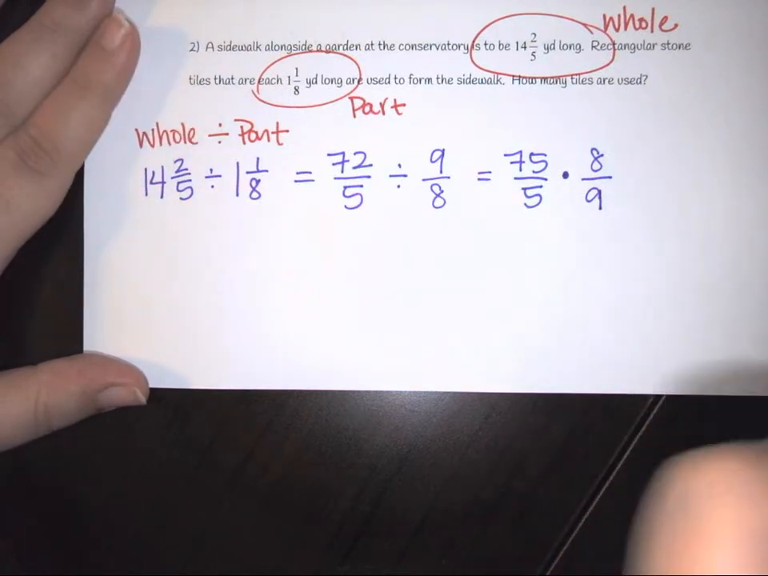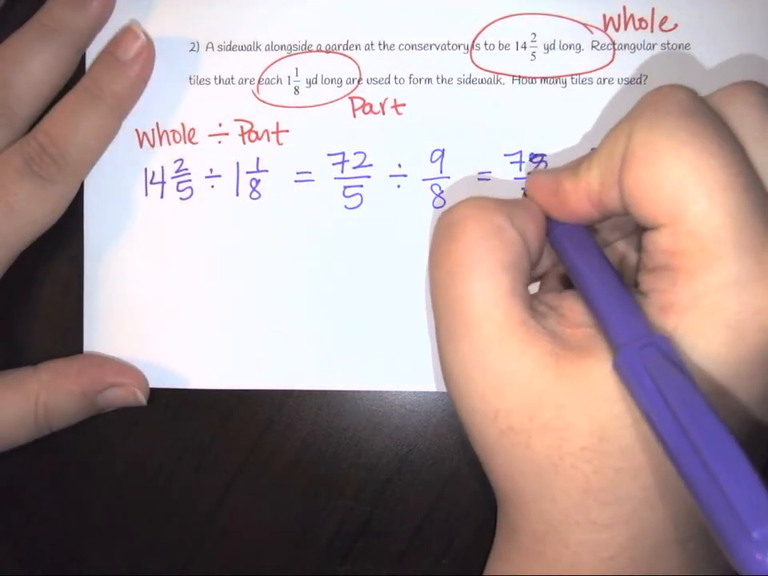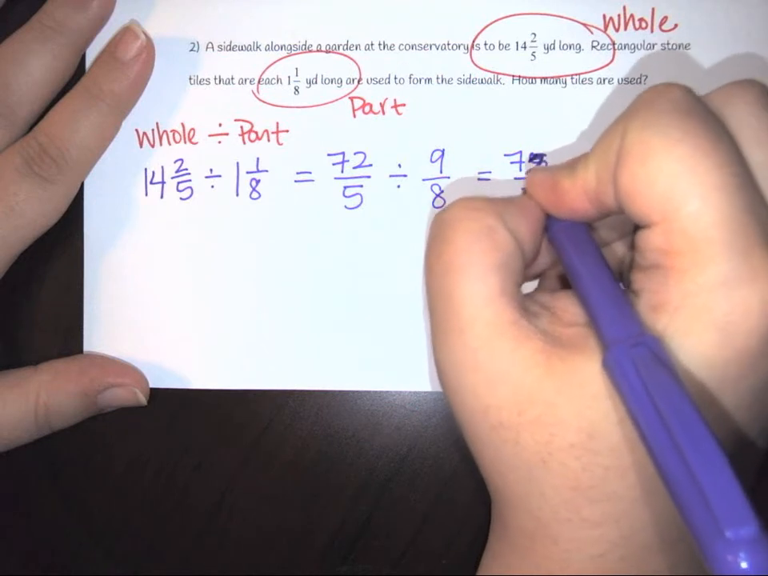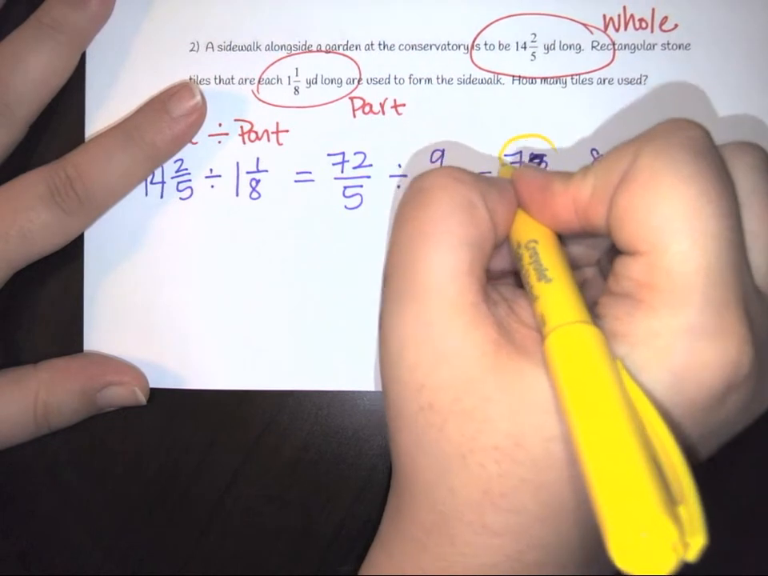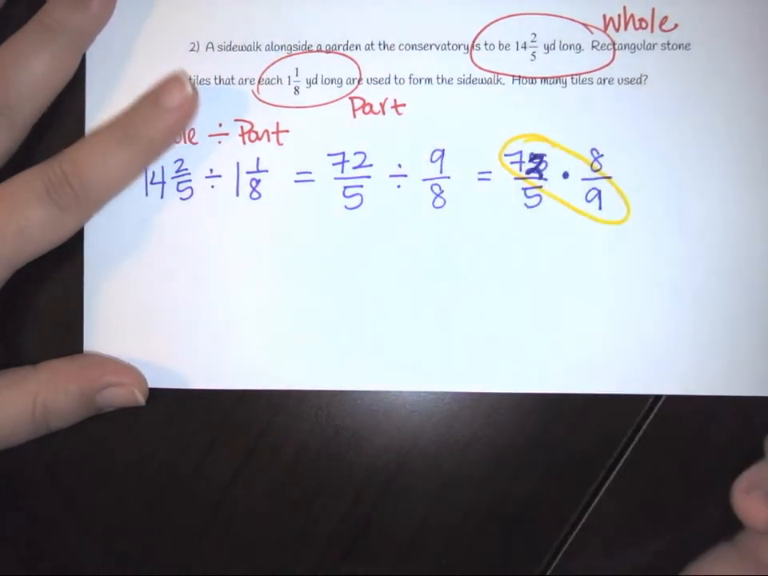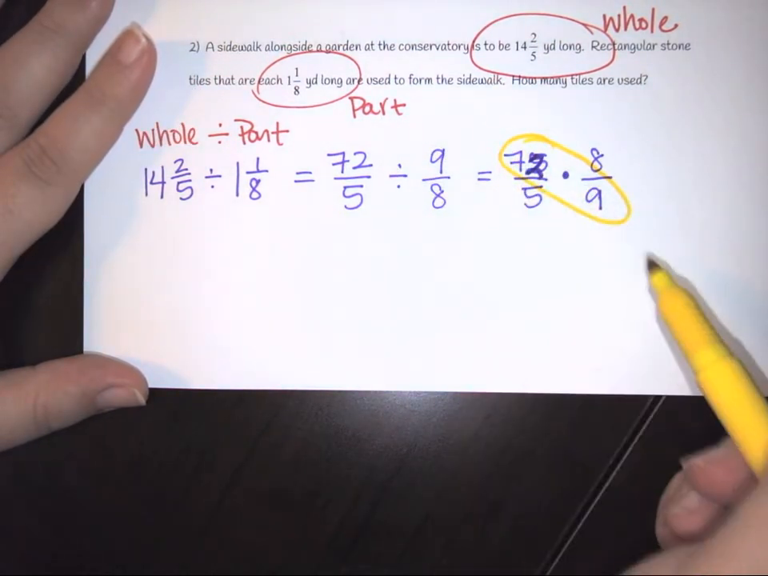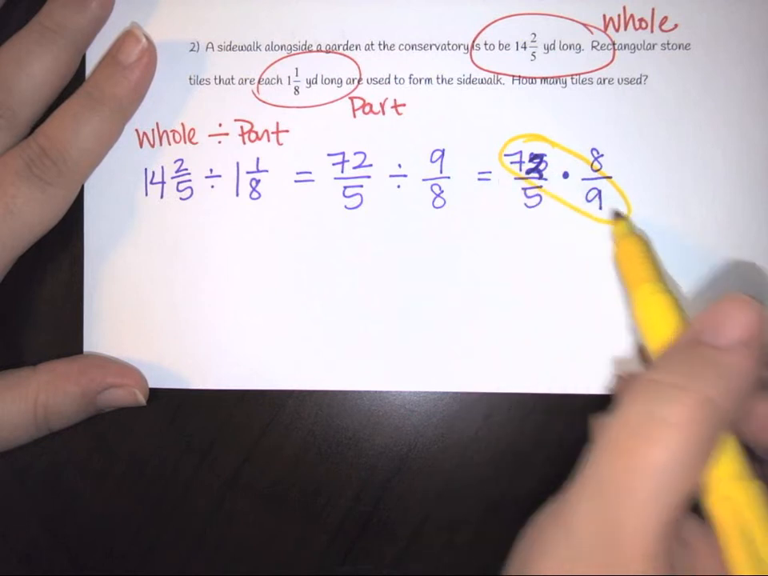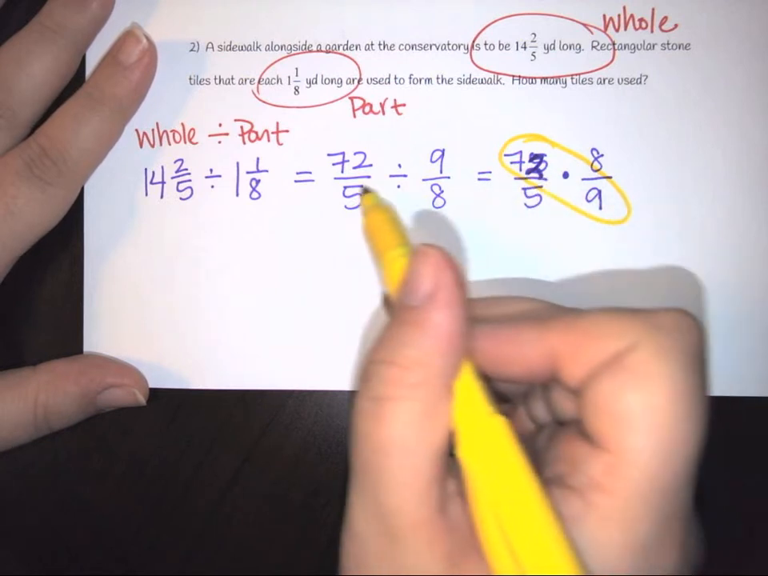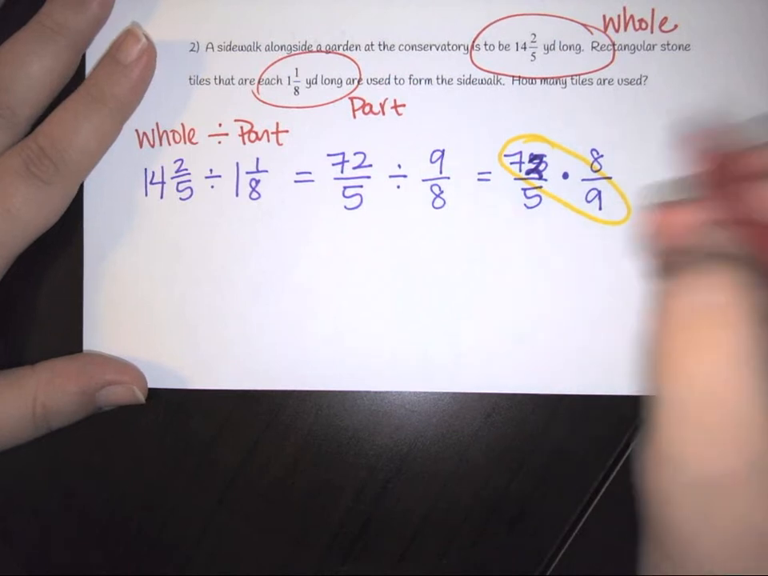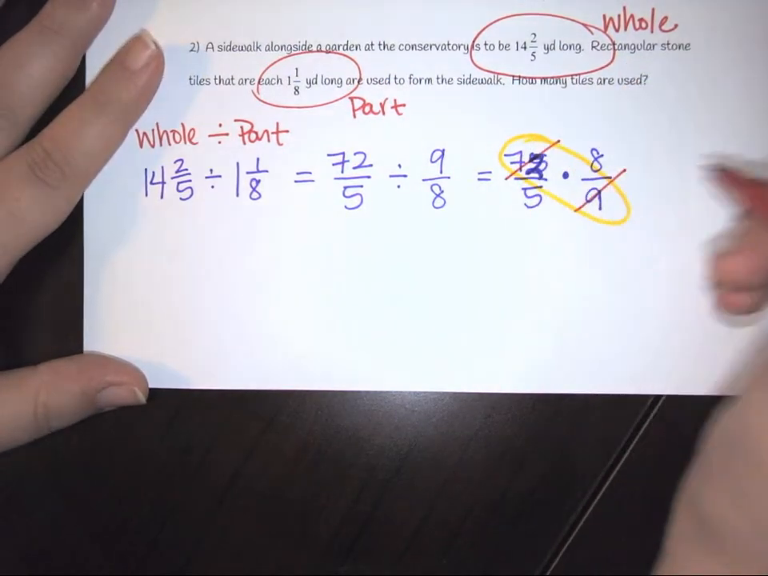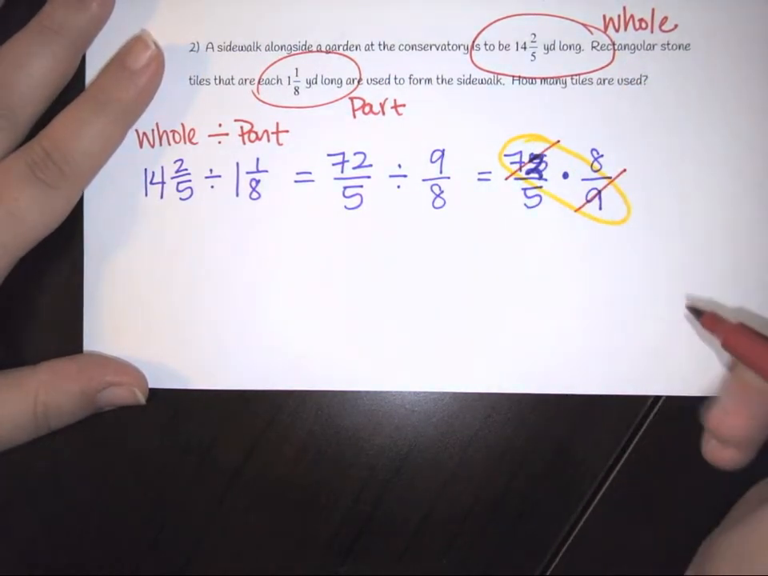I don't know why I wrote 75. Sorry about that. So this is 72. So you can see I caught myself because I knew that this here should have divided out, and I double checked myself as I was going. So please make sure when you're doing your work that you're double checking yourself as you go.